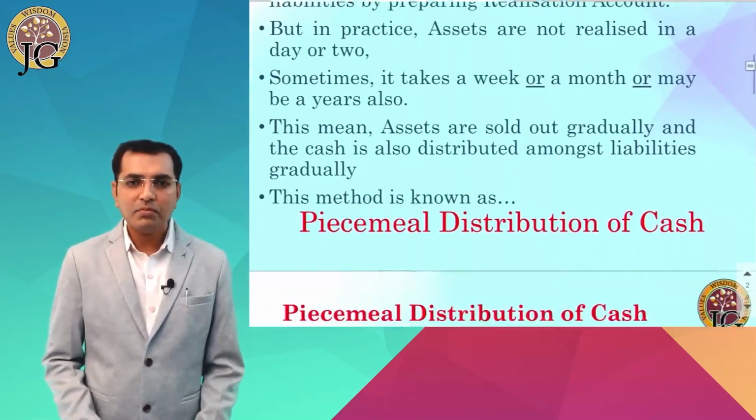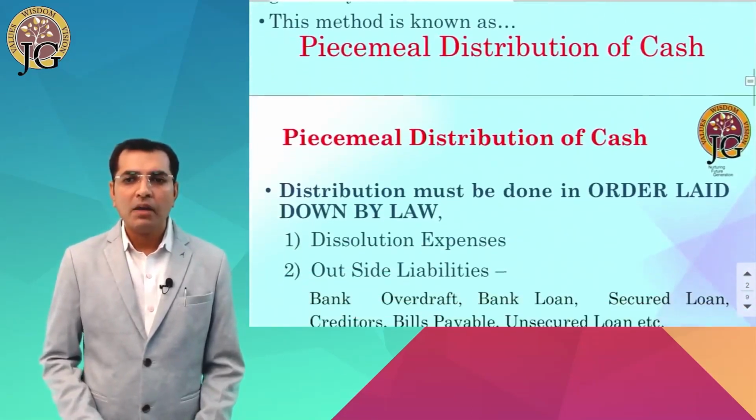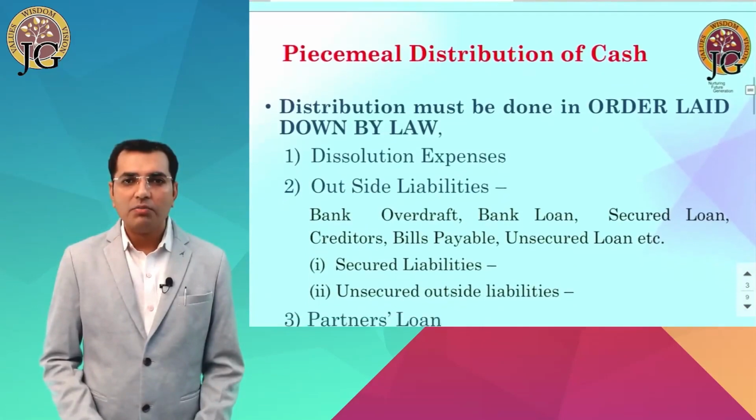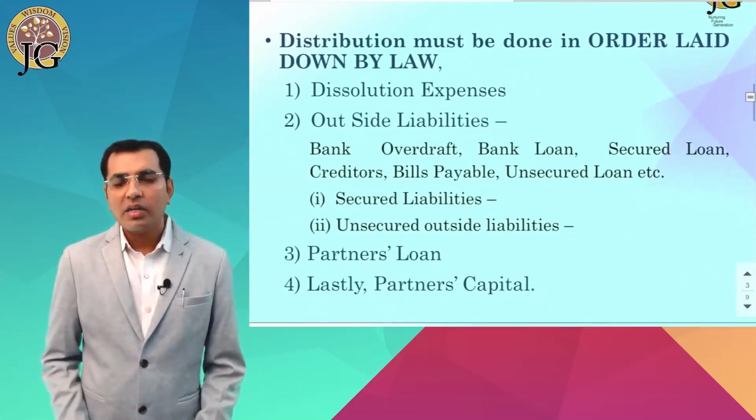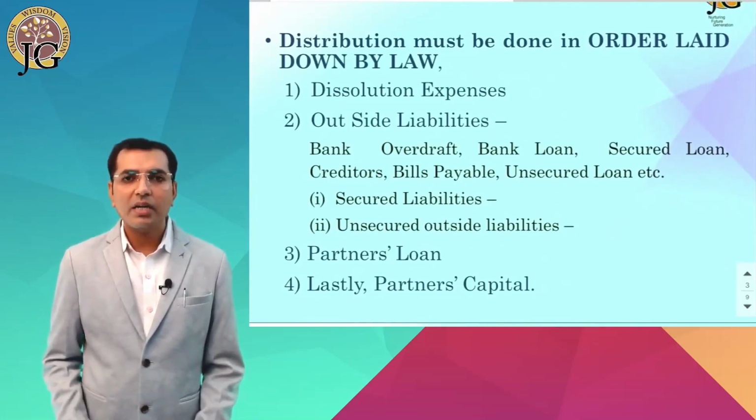Okay. Now let us move towards the order laid down by the law. Distribution of cash must be done in the order laid down by the law. Partners cannot take the money before paying the liabilities. So first, partners have to pay the dissolution expenses, or they must keep some cash aside for paying the dissolution expenses if they are to be paid at the end of the dissolution.